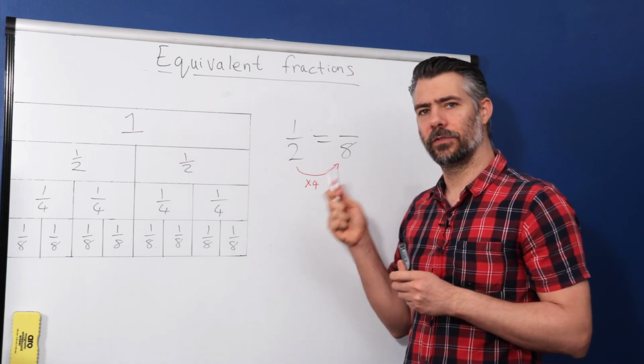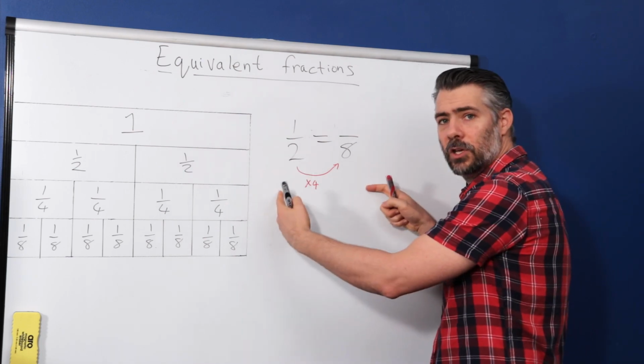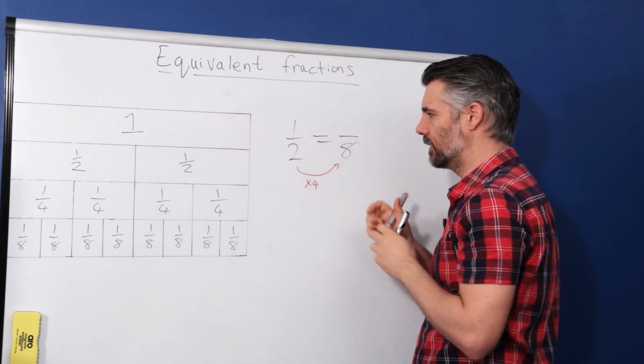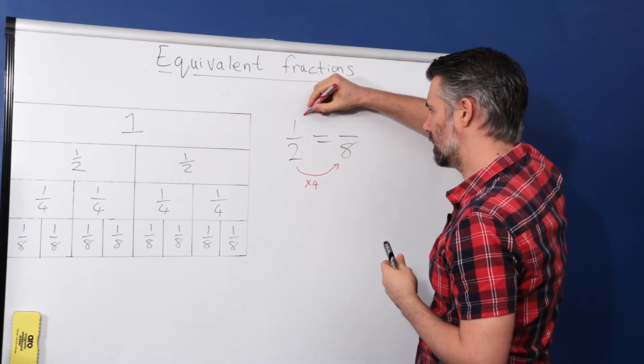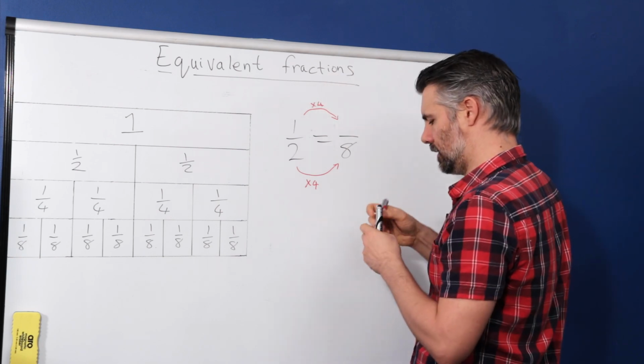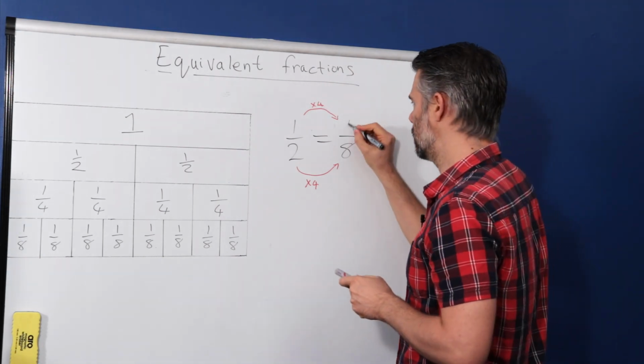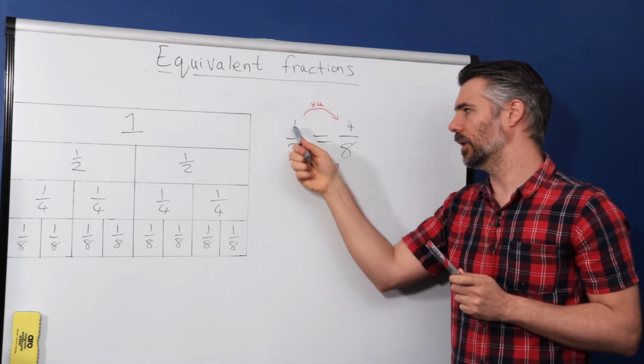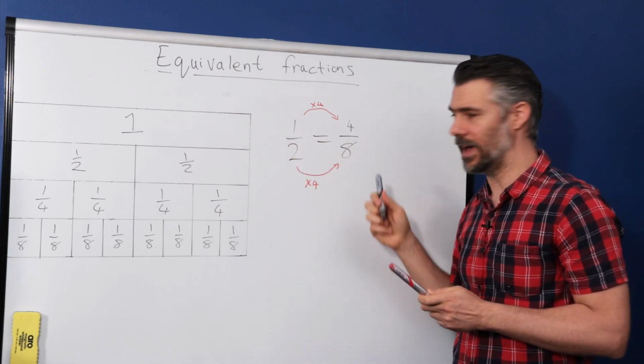Now, as we know with fractions, what you do to the bottom, you have to do to the top to keep them the same. So what I do is I say 1 times 4 is equal to 4. And that's how I work it out. 1 over 2 is equal to 4 over 8.